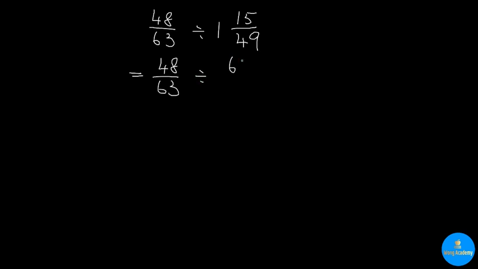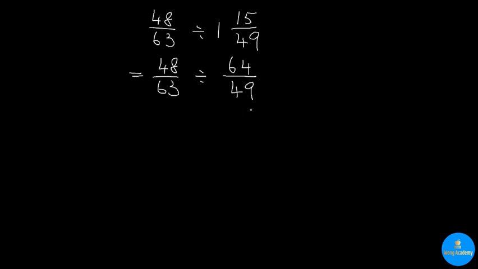48 over 63 divided by 1 and 15 over 49. For both division and multiplication of fractions, we can only handle proper or improper fractions, but not mixed fractions. So we have to turn this into 48 over 63 divided by 64 over 49 by adding 49 to 15.